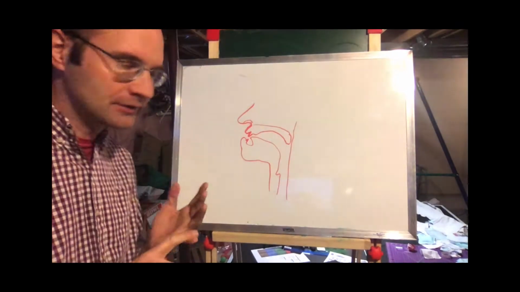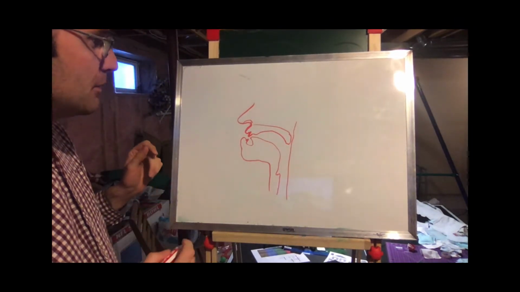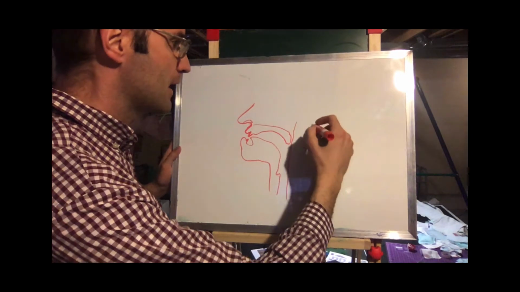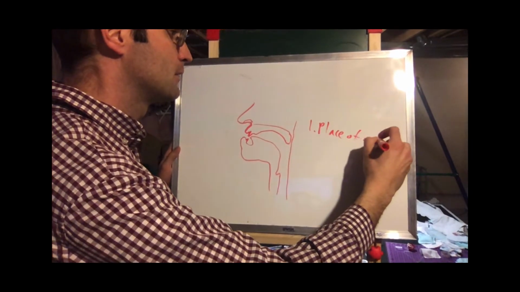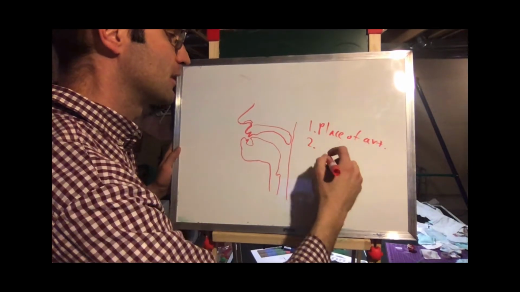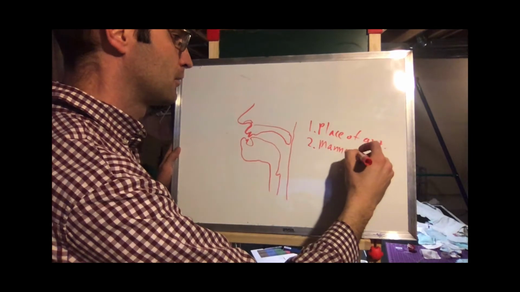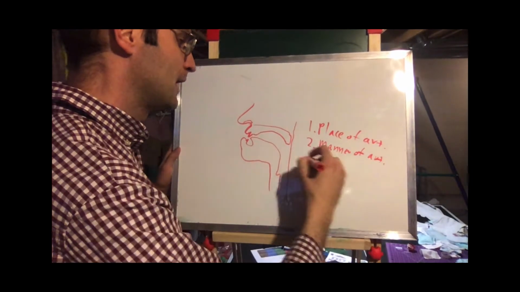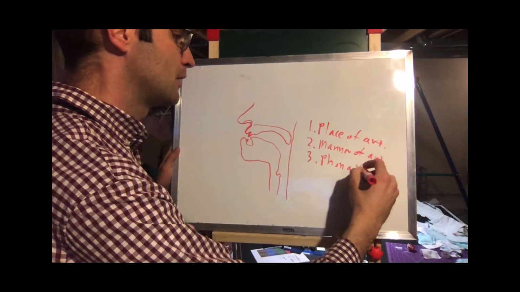So actually, I'll lay this out here. There are three things we want to be able to get across in this diagram. One is place of articulation. Then we want to get manner of articulation. And we want to get voicing, or phonation. Is it voiced or voiceless?